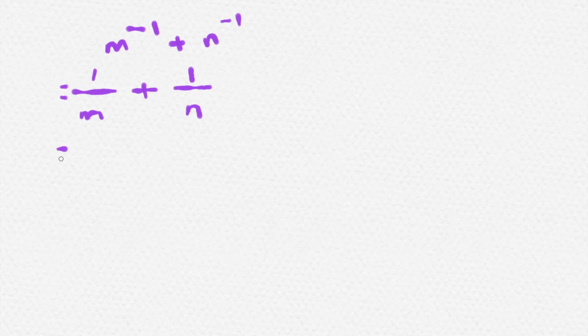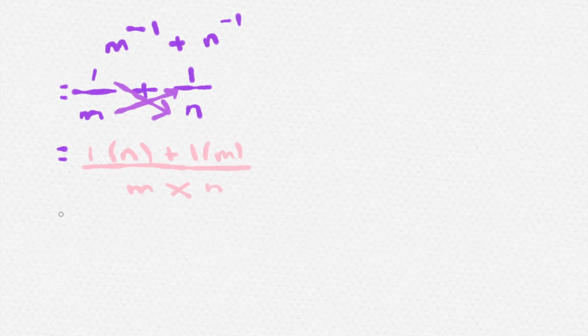Let's try another question. M to the power of minus 1 plus n to the power of minus 1. This is 1 over m plus 1 over n using our index law. Therefore, we can simplify this by cross-multiplying it. So we will get 1 into n plus 1 into m over m times n. This will be equal to 1 times n, which is n, plus 1 times m, which is m, divided by mn. That will be your final answer.